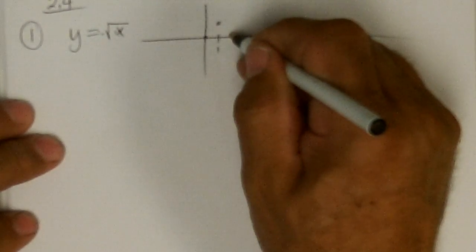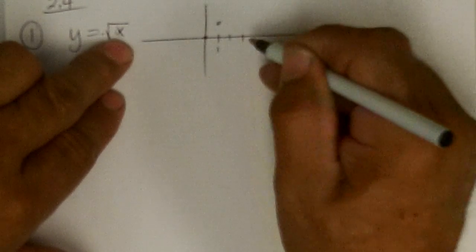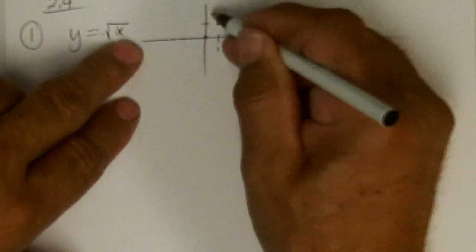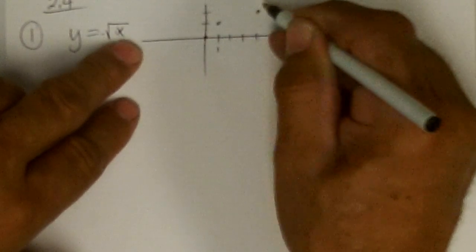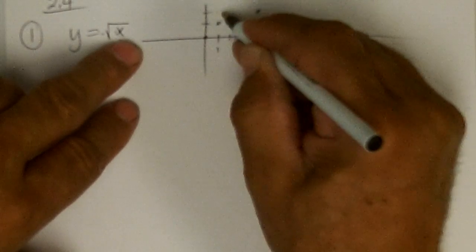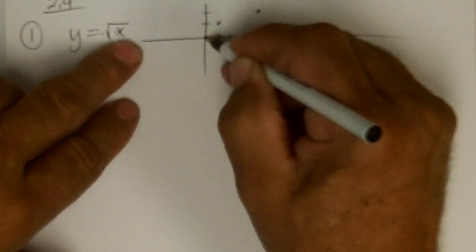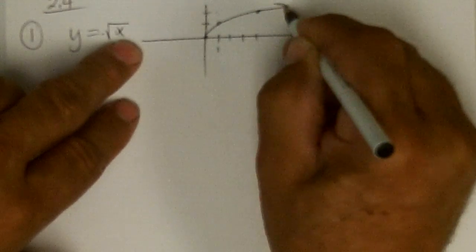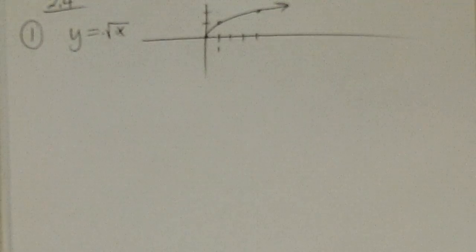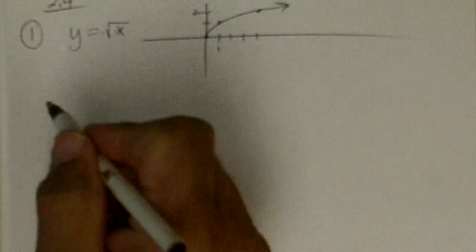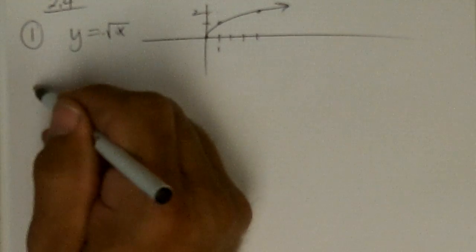If we put in 2, that's not a pretty number. 3 is not, but the square root of 4 is 2. So it goes up 1 over 1, up another 1 over 4, out to 4, and then you can tell we're getting this sideways parabola. And that's what we wanted to graph. And that's one of our parent functions.